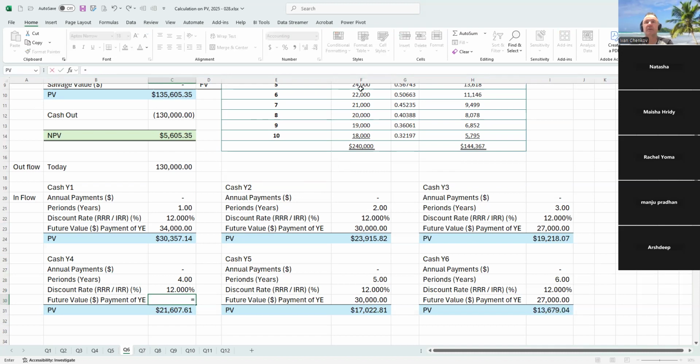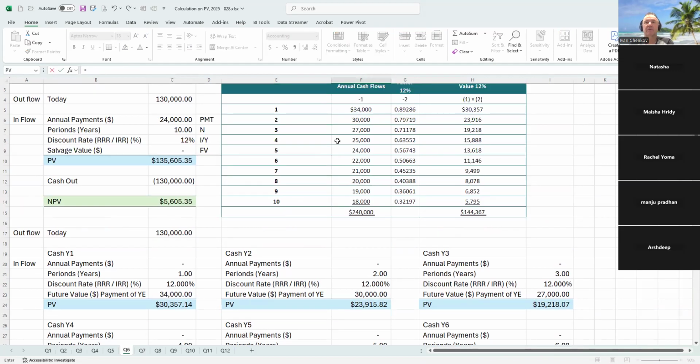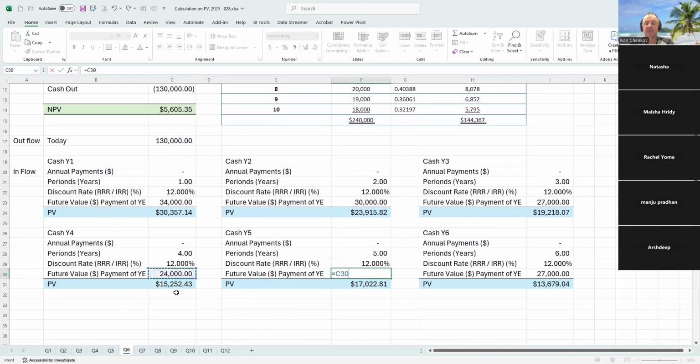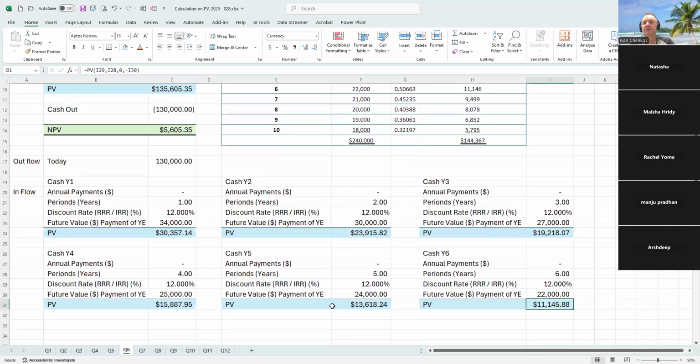The fourth year, I'm getting 25,000, not 24. The fifth year, I'm getting 24,000. And in the sixth year, I'm getting 22,000. So as you can see, the value keeps going down, keeps going down. First, because the amount is going down, and second, because we're getting more distant from today.